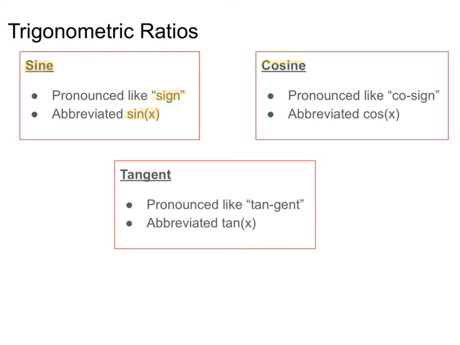The next one is cosine, which is pronounced like co-worker, or co with the stop sign. And it's abbreviated cos with the x. However, again, you need to make sure you pronounce it as cosine. And our last one is tangent, which is pronounced as tangent, and it's abbreviated as just the letters tan.